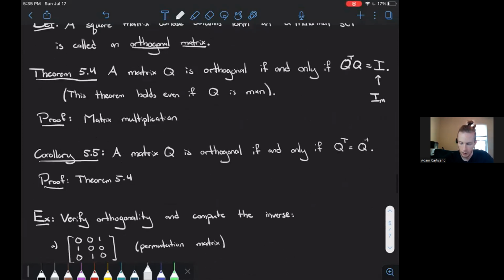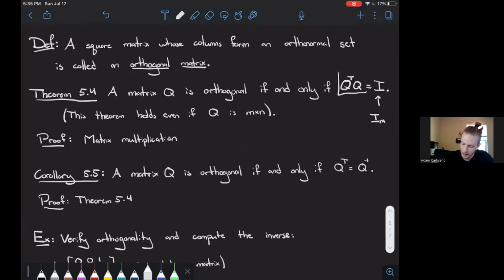Anyway. But notice, wait a second. If Q is orthogonal, it's square. It's a square matrix. And apparently, there's another square matrix where when you take the product of the two square matrices, you get the identity. Okay, then that means you've just found the inverse of that matrix. In other words, a matrix is orthogonal if and only if its transpose is precisely its inverse. That's quite a bold statement.